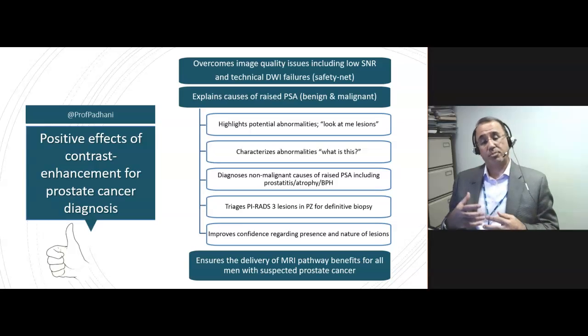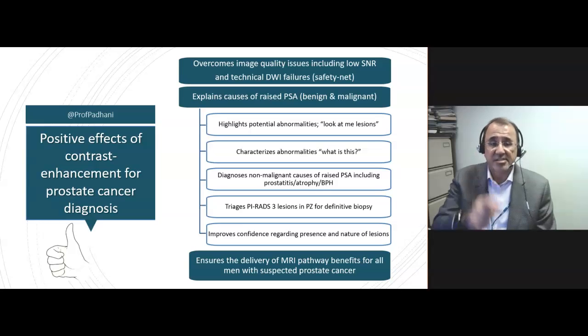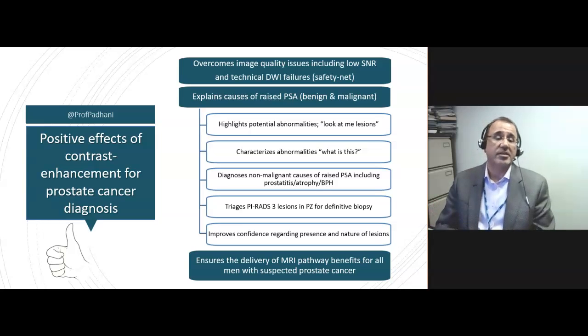And of course, there are positive effects of dynamic contrast enhancement for prostate cancer diagnosis. It overcomes quality issues including low SNR and technical diffusion imaging failures. It can also explain other causes of a raised PSA. PSA is raised and you don't know whether it's due to malignancy or not at the very beginning. So it highlights look-at-me lesions, it characterizes lesions, what is that? It diagnoses non-malignant causes of raised PSA, including prostatitis.